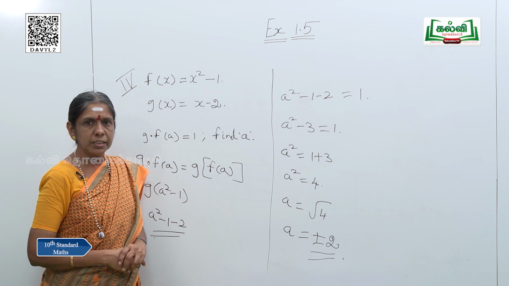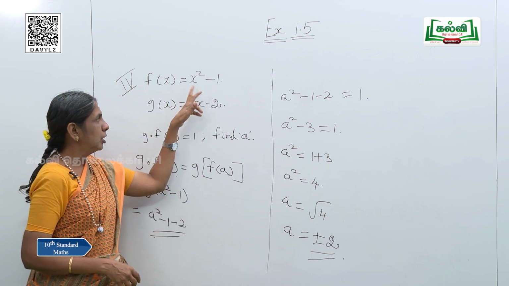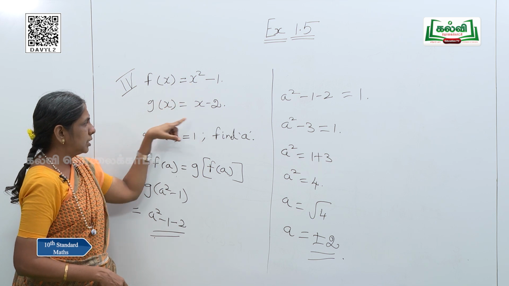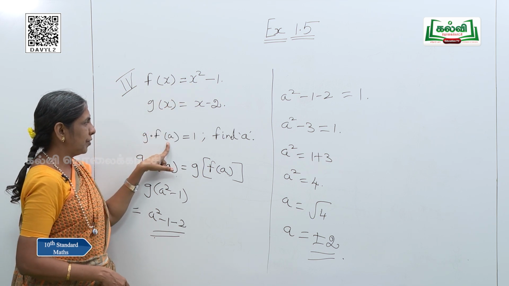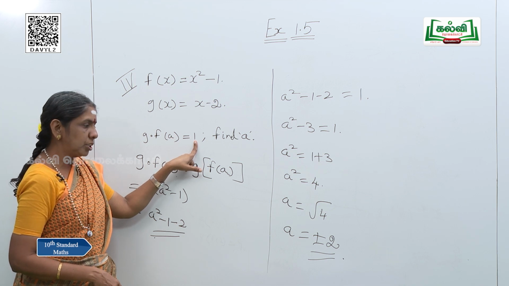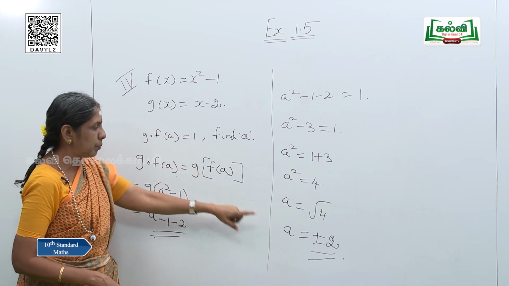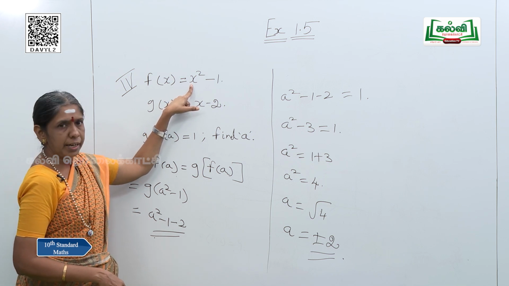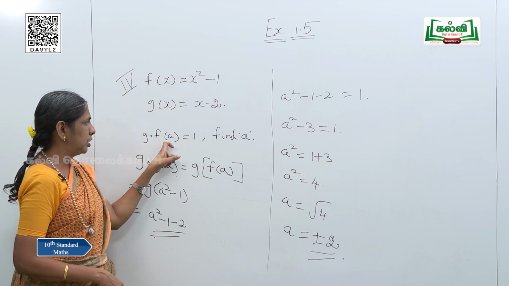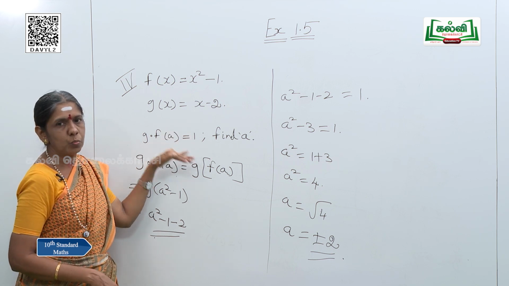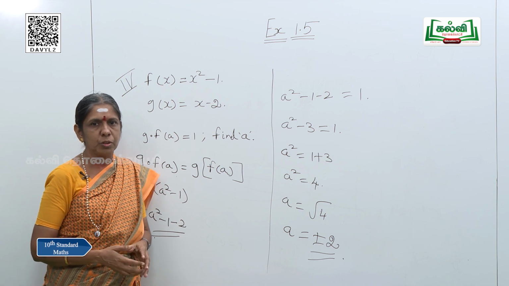Did you all understand? If you want, you can check also. You can replace the value as plus 2 and simplify g dot f of a, and you will be getting it as 1. If you want to check, you can check the answer by replacing it as 2 in the place of x and calculate the value of g dot f of 2. Final answer, you must get it as 1. That is the way you can check if you want to check.